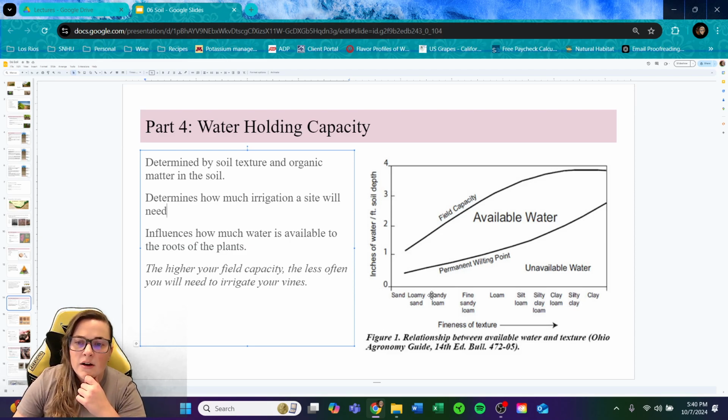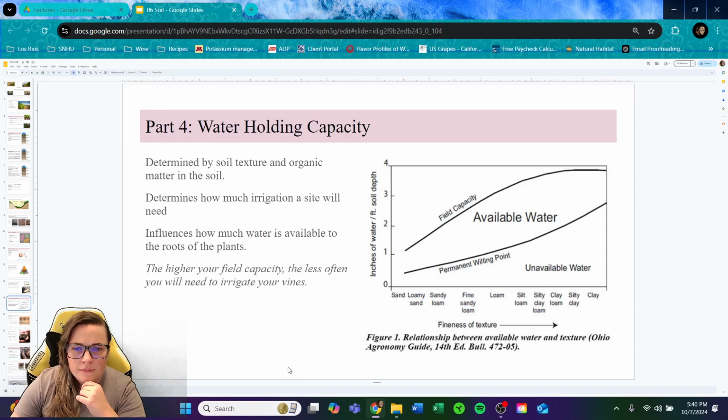So depending on your texture, you could find out your field capacity, and that is the maximum of what your soil can hold for water. And then once it reaches below a certain point, that's your permanent wilting point, there's zero water available for your plant. So this is why we don't need to water every day. We water within a certain period of time. So there's a general relationship between those things. And this is in inches of water per foot of soil depth. Cool.